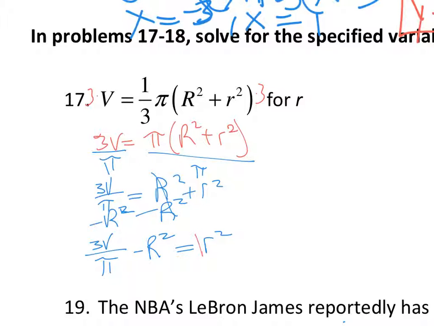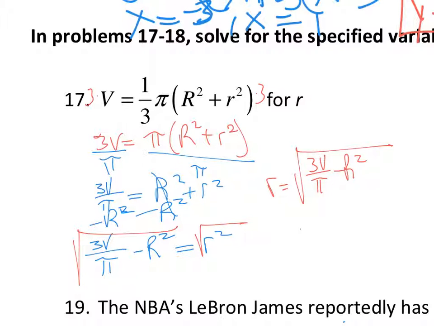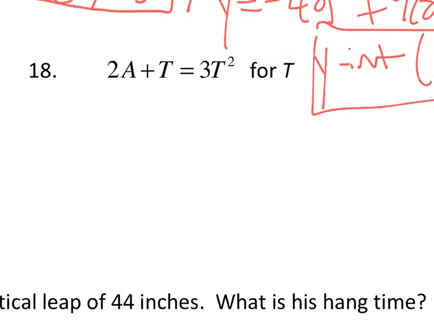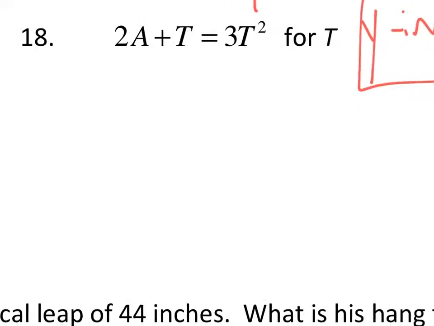So we're going to get rid of that square by square rooting. And we have r in the end. We've got little r equals the square root of 3v over pi minus R squared. And that's a fine way to leave it there. Okay, don't have to do any simplifying. Just leave it alone.